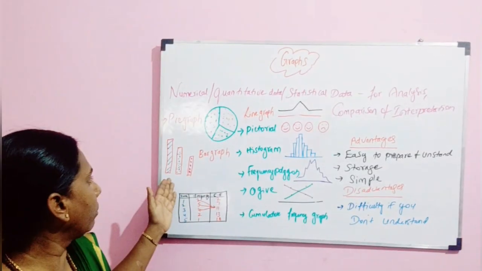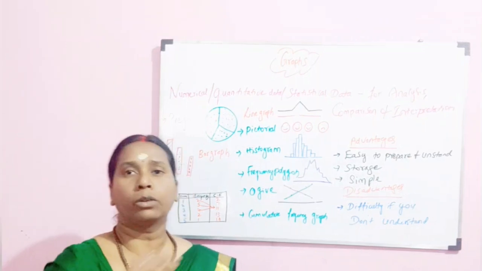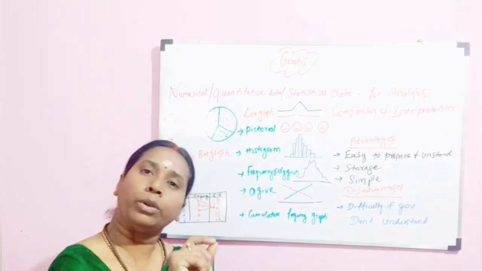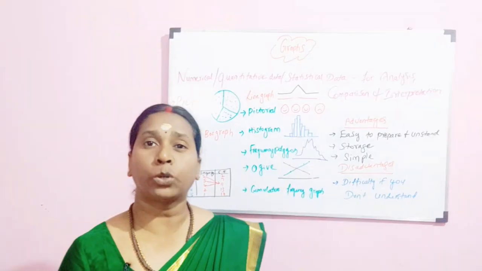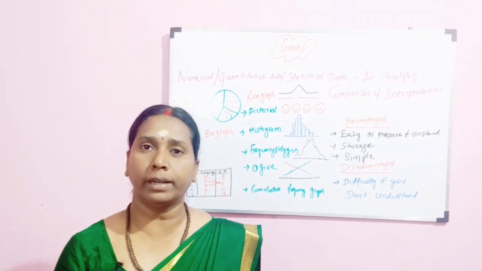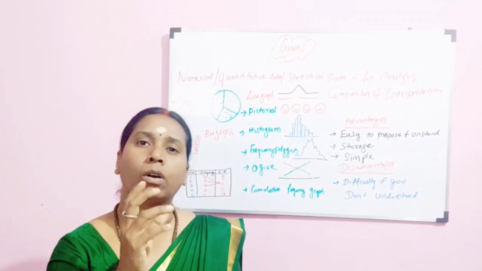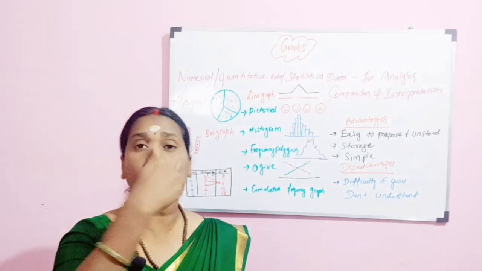And then we have line graphs. When you come to line graphs, you are going to use lines for identification, for depiction. Next we have the pictorial representation. Pictorial representation is the usage of images or pictures. Here you are going to use images to convey information.